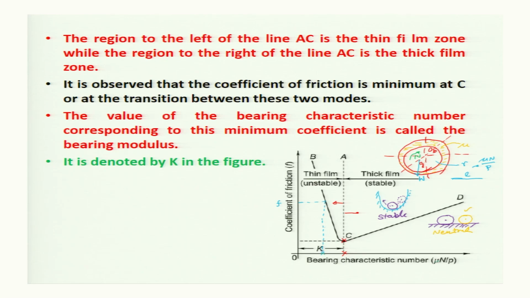Now, let due to any change in parameter, the parameters are mu, n and p, any parameter is changed. Let the viscosity have changed due to an increase in temperature of the lubricant, or the RPM of the shaft has changed due to certain variation, or the load has changed. Due to any reason, this mu n by p has changed, and due to this change, the system will now operate at its new location.